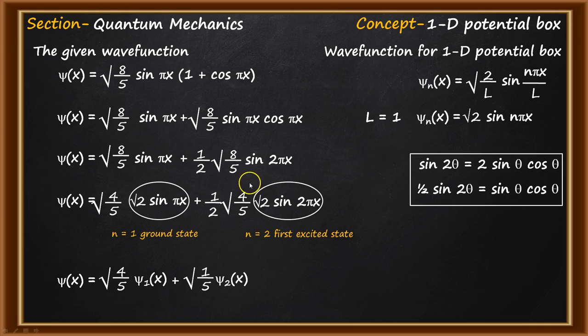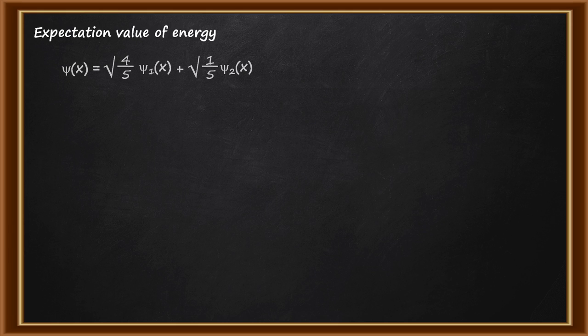See, what will happen here is there is already 2 here and root 4 will give 2. So 2 will get cancelled. Ultimately there is 1 by 5. Okay. So this is the final expression we have got for the wave function according to the wave function of the 1D potential box. Next, our question is to calculate the expectation value of energy in this state.